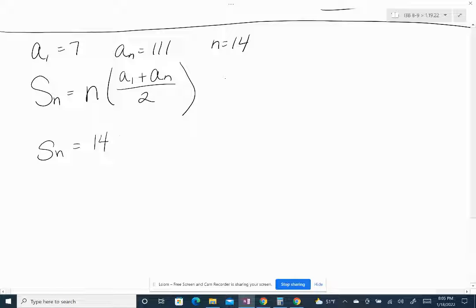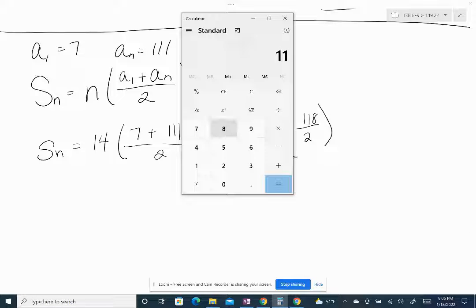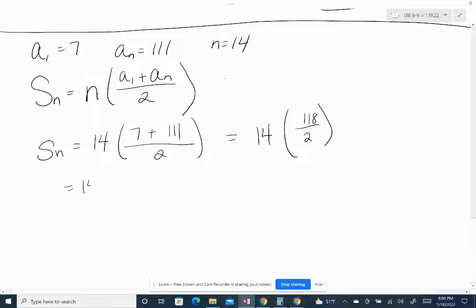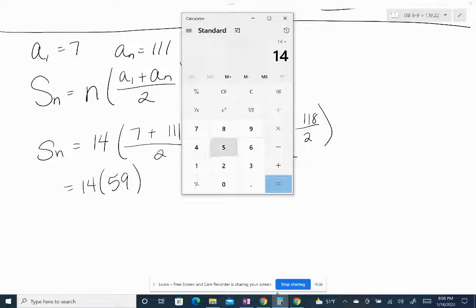We know n is 14. A of 1 is 7. A of n is 111, all over 2. And then 7 plus 111 is 118 over 2. 118 divided by 2 is going to give us 59. And 14 times 59 is going to give us 826.